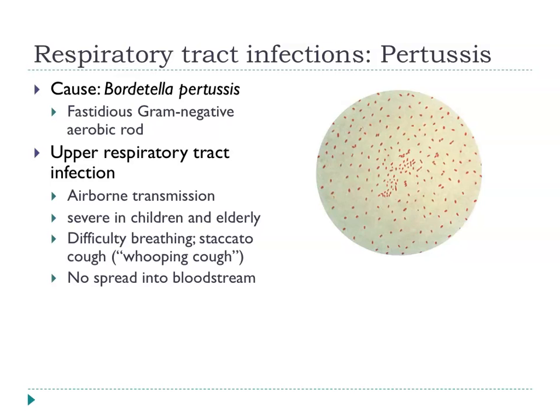It affects the upper respiratory tract. Airborne transmission, as with C. diphtheriae, and particularly severe in children and in the elderly. And it gets its name from this particularly nasty cough associated with it. It's a kind of staccato cough, and it's the whooping cough. But it doesn't spread into the bloodstream, thank goodness. It just stays in the respiratory tract.